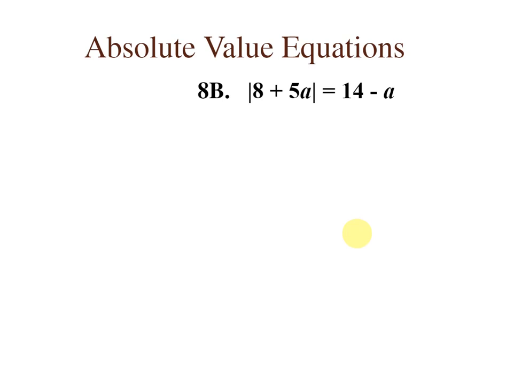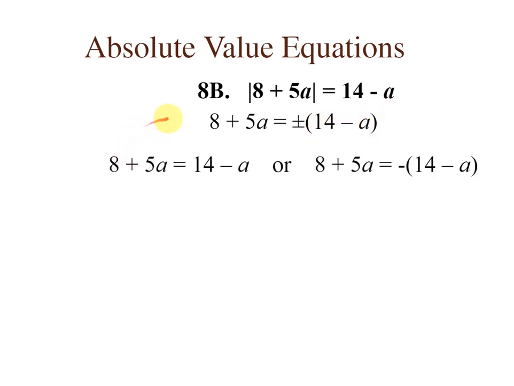Okay, awesome. Hopefully you did that. So what we're looking at is 8 plus 5a is equal to positive or negative 14 minus a. So all we're going to do is multiply the entire side by negative 1. One of our equations is going to be 8 plus 5a equals 14 minus a. The other one is going to be 8 plus 5a, but then this whole thing is going to get multiplied by negative 1. And when I do that, this becomes a negative 14, this becomes a positive a.